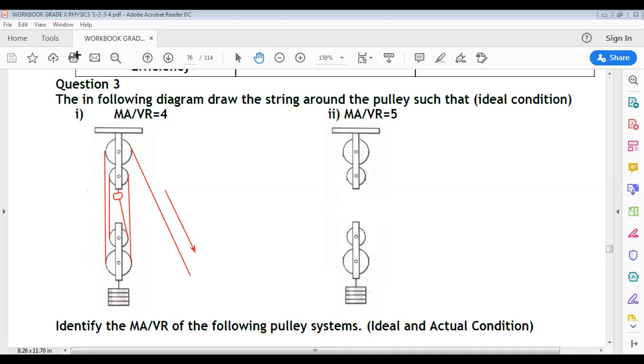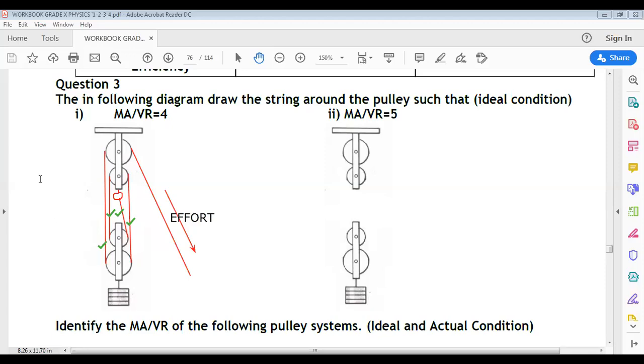Now count the number of strings supporting the movable block. Count the number of strings supporting the movable block. So this is our movable block. You will find this string is supporting. So this is your first string. Even this is supporting, second. This is supporting third. And this is supporting fourth. So how many strings are directly supporting the movable block? You will find 4 strings are supporting the movable block. So that's why the MA is 4. And this is your effort. Understand? This is a string, but this is your effort. Clear class? So you will find there are 4 strings supporting.